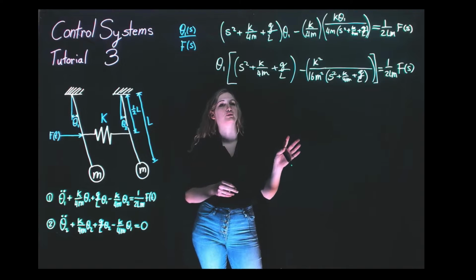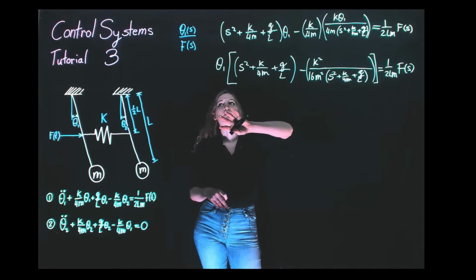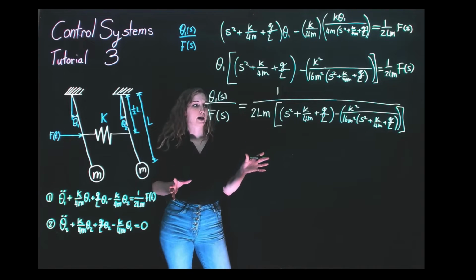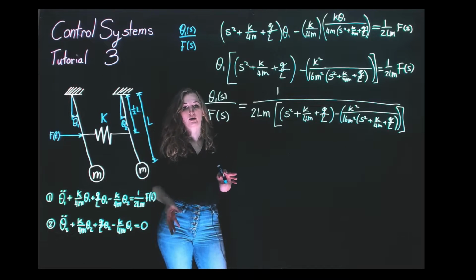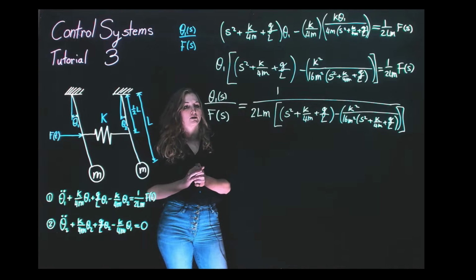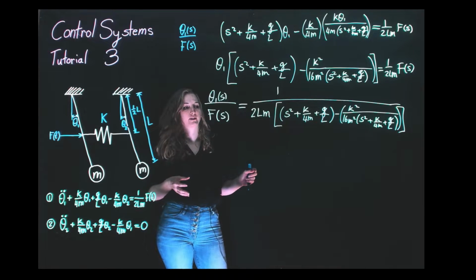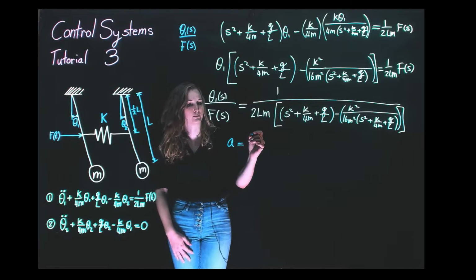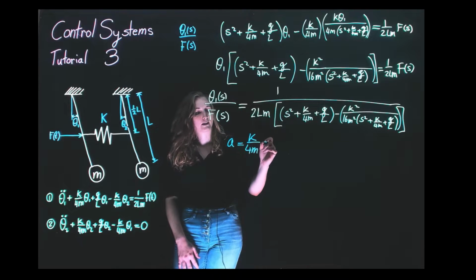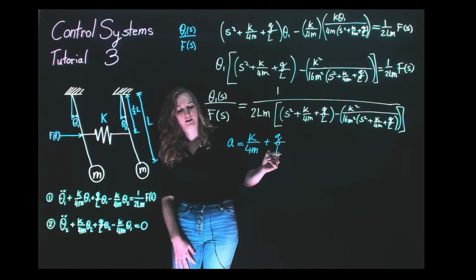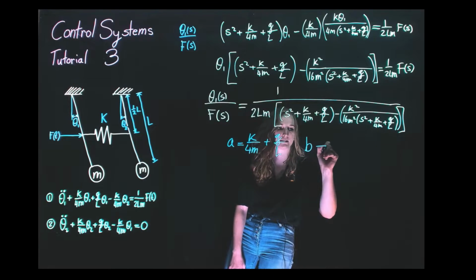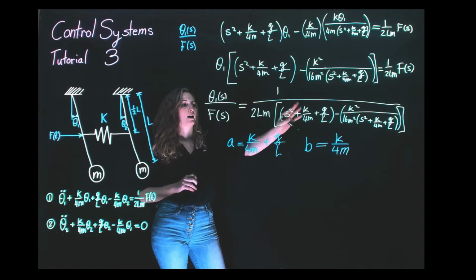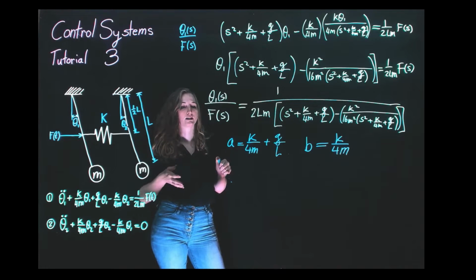Now we just need to divide both sides by F(s) and divide both sides by this big term in the square brackets. So that is our transfer function. Just before we move on, there is a way to simplify this. What we can do is create some additional variables and plug them in instead. So I'm going to say that a is equal to k/4m + g/L, and I'm going to say that b is equal to k/4m.